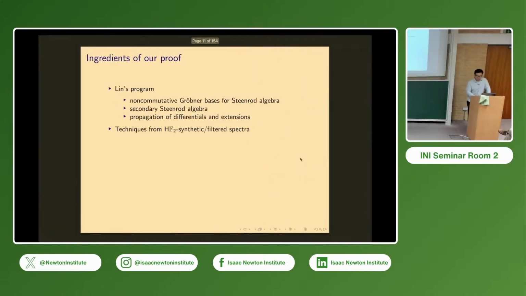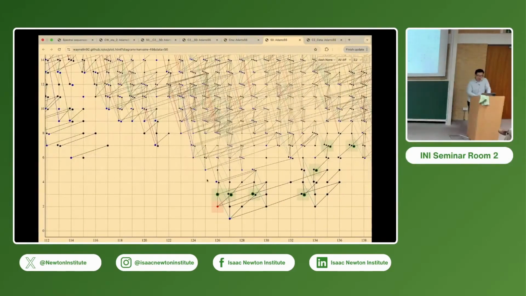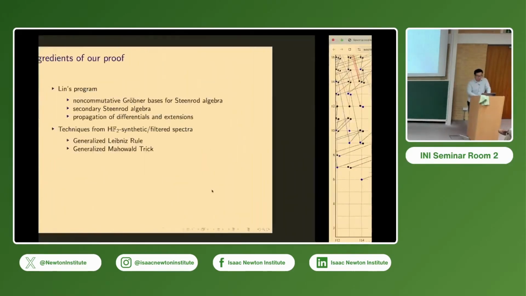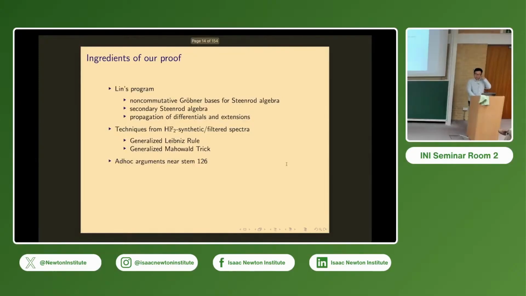Then we have to establish some newer theoretical methodology. These are some techniques coming from the F2-synthetic or filtered spectrum. So we developed something called the generalized Leibniz rule and generalized Mahowald trick. By combining these tricks, we can put them into the computer program to produce more differentials. Together with this inductive approach, we can get rid of 3 more dots. So there's only 1 left. The remaining one, we have to use some ad hoc arguments, which is a little bit lengthy, but not too bad. So that's something I'd also like to talk about today.